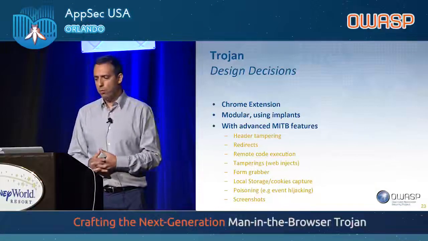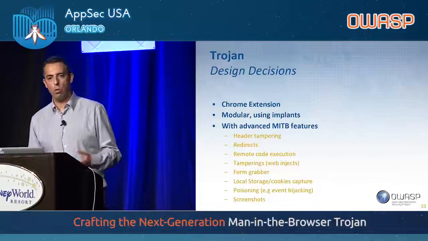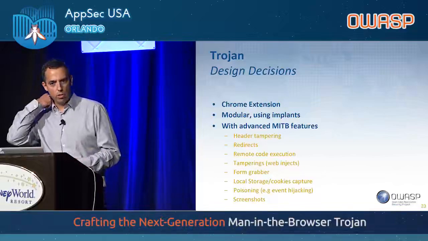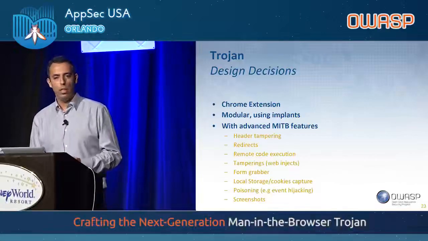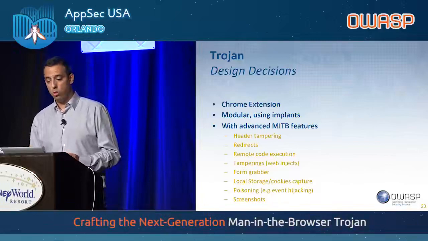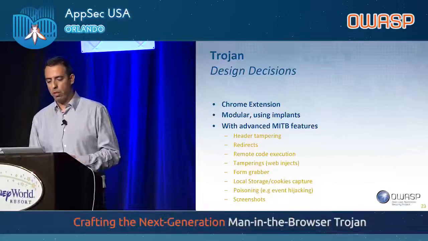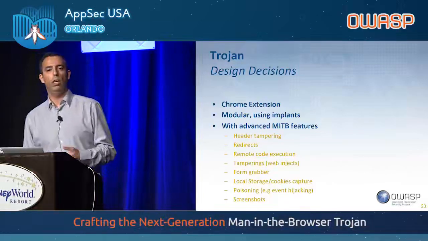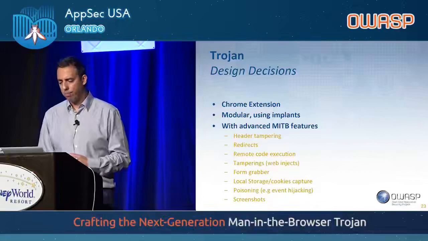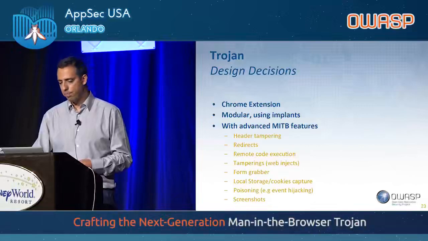So the requirements for our Trojan: it needed to be implemented as a Chrome extension, to be modular, because whenever you want to compile a new Trojan, you can select which features you want to include. It had the following features: header tampering, redirects to remote code execution, tamperings or web injects, form grabber to be able to access local storage and capture cookies, poisoning because we want to do event hijack on the client side, and take screenshots.